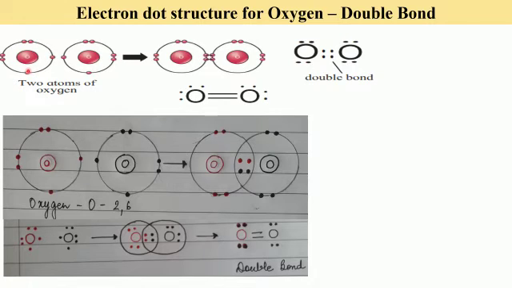The electronic configuration of oxygen is 2, 6, and 6 electrons have been shown here: 2, 3, 4, 5 and 6. In the same way, in the other atom also 6 electrons have been shown. Now if only one pair of electrons is shared between these two atoms, it will not lead to the formation of octet or 8 electrons in the valence shell.